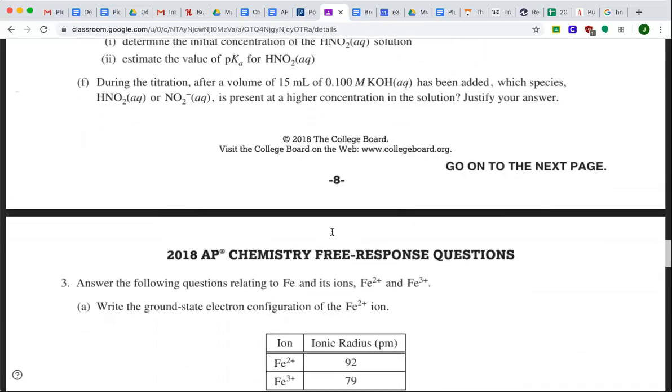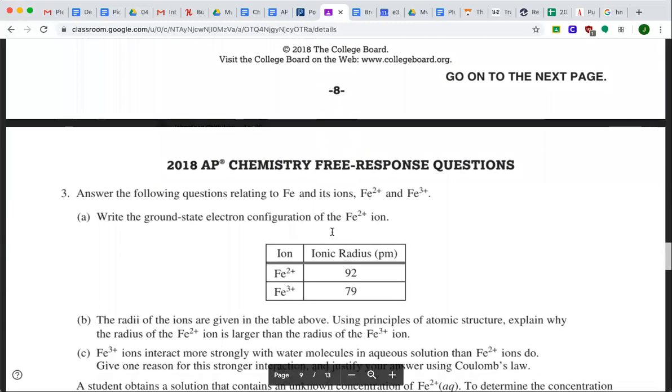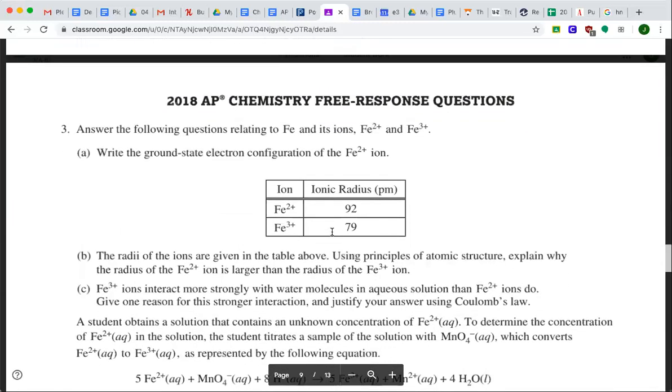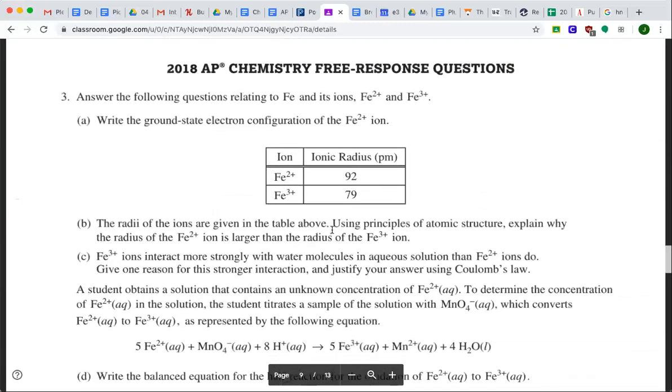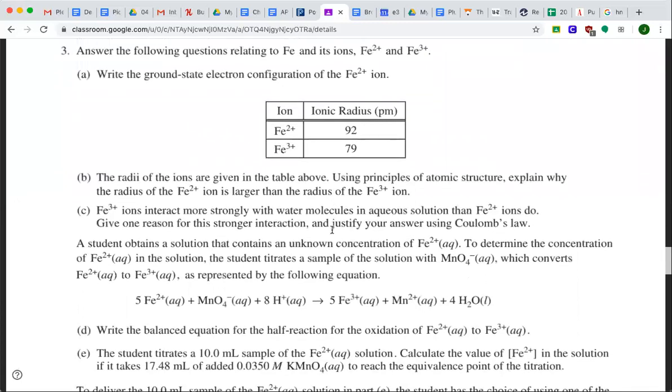We're going to take a look at question number 3. Answer the following questions related to iron and its ions Fe2 plus and Fe3 plus.